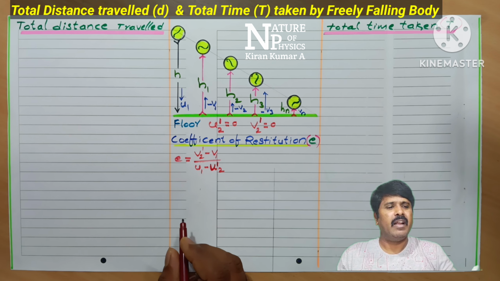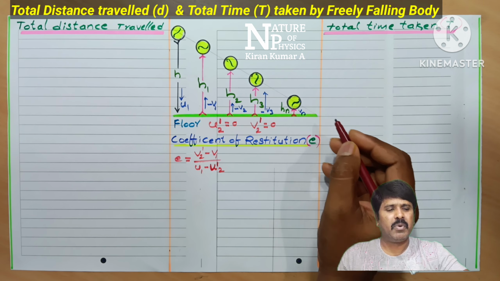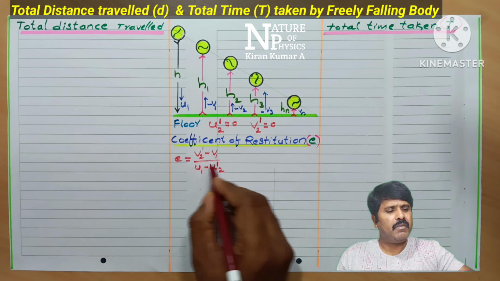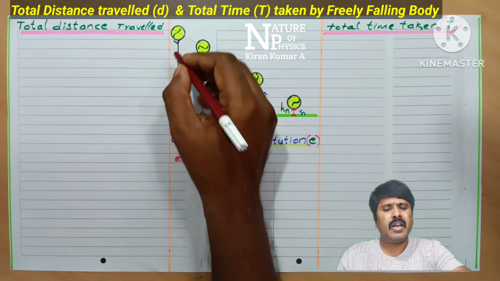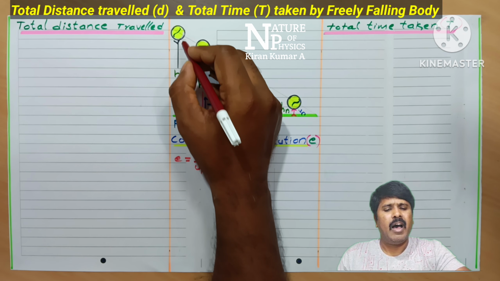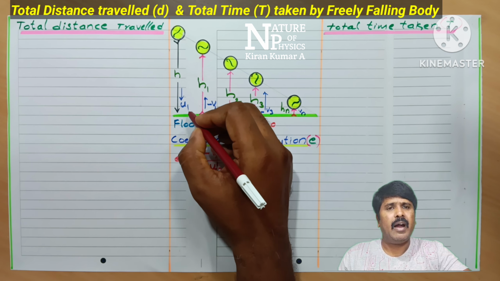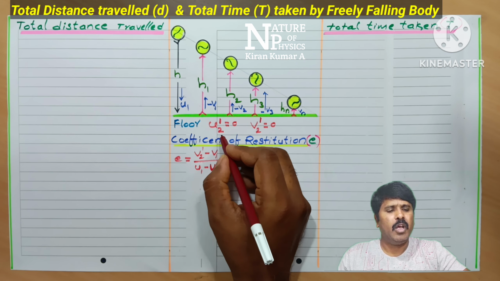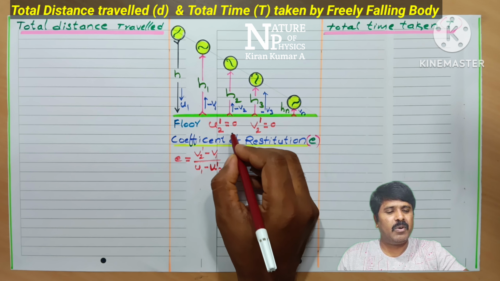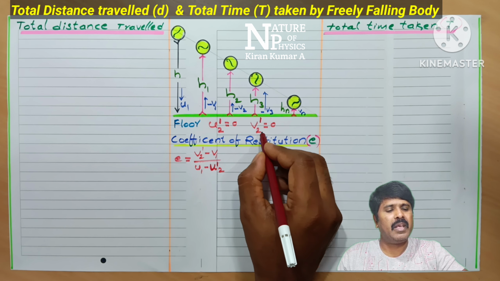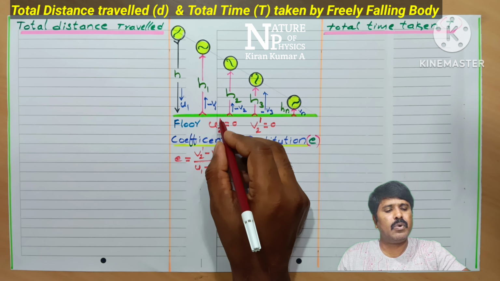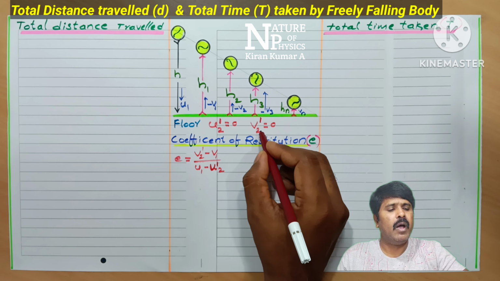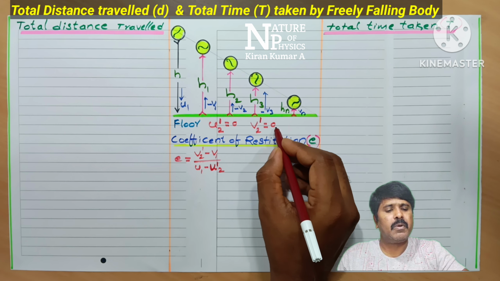Total distance traveled and total time taken. Before that, there is the coefficient of restitution E. Considering a freely falling body of height h, it collides with the floor with initial velocity u1 before the collision, and after the collision the velocity of the floor remains constant, that is u2 dash is equal to 0, v2 dash is equal to 0.